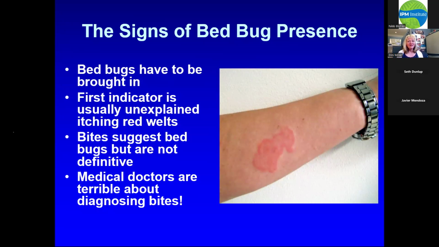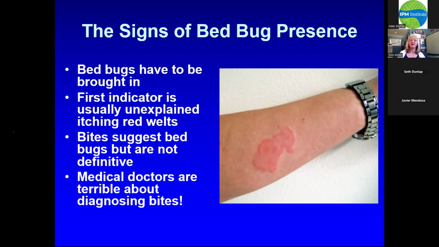The first indicator typically is somebody having a reaction to the bites. So they can have these itching red welts, but not everybody has the same reaction. My ex-husband, the reason we fed the bed bugs on him in the lab for a long time is because he had no reaction at all. Now, bites can suggest they're bed bugs, but that is not definitive.